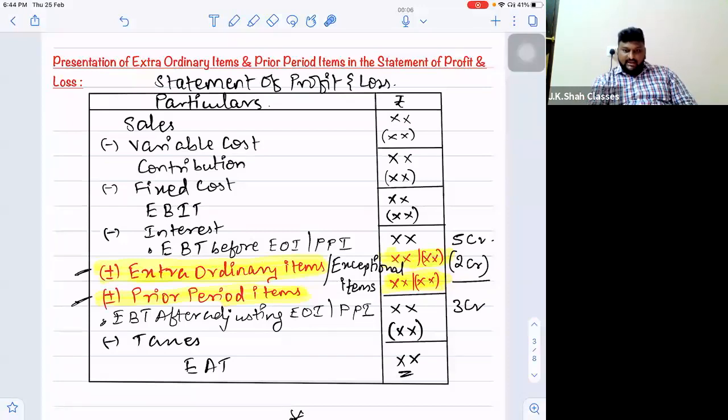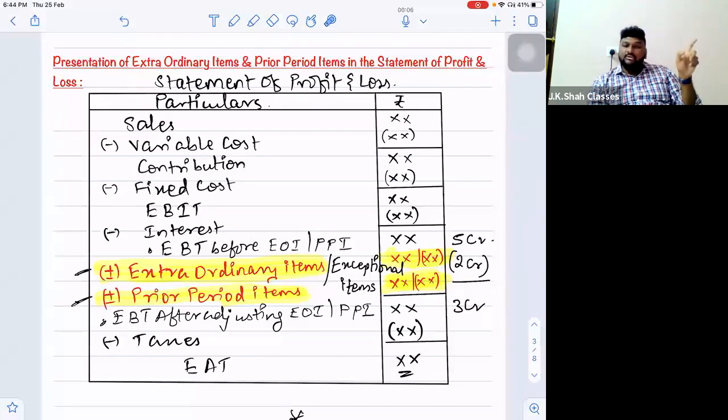Sir, can we say prior period items are those which arise from error or omission? Definitely yes, but errors or omission not in this year. Errors or omission took place in the, see, what is the meaning? Prior period items. Prior period means what? These items don't belong to current year. These items belong to the previous years.